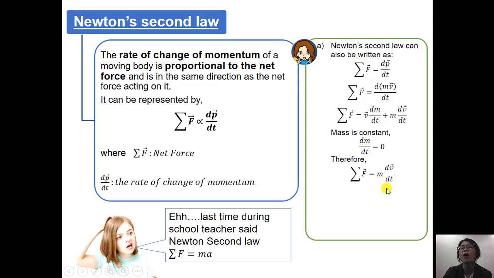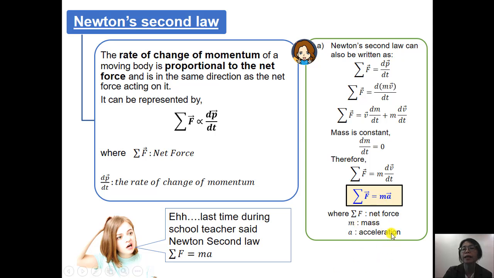0. Therefore, we will have summation of force equal to m multiplied by the rate of change of velocity. Then we understood that the rate of change of velocity refers to acceleration. That's why we have this equation in Newton's second law, summation of force equal to ma. So the summation of force refers to the net force or the resultant force on the object. m refers to the mass of the object. a refers to the acceleration experienced by the object due to the net force.